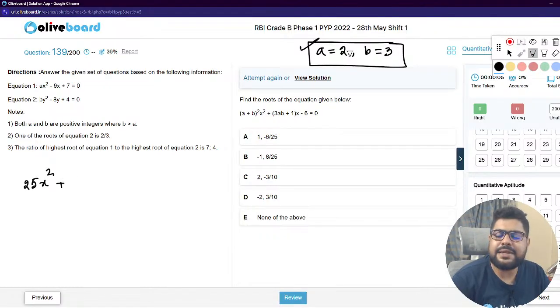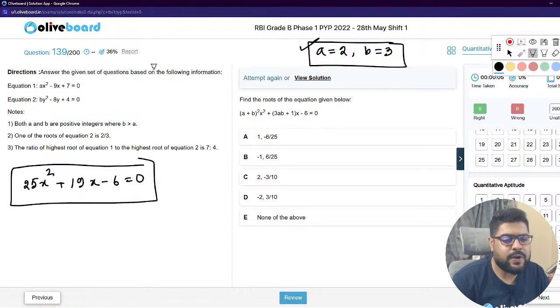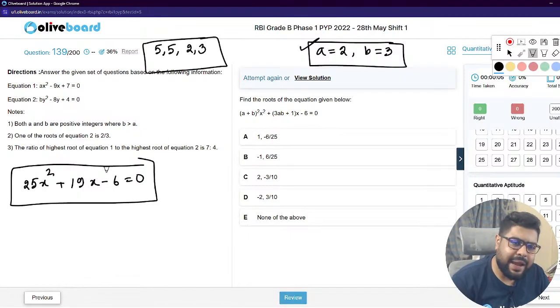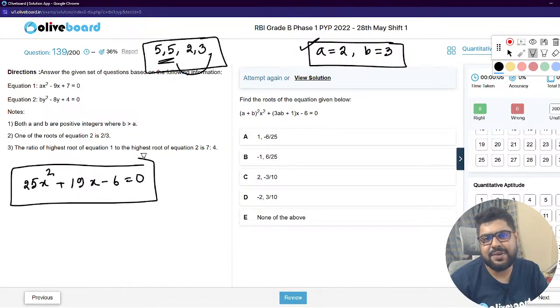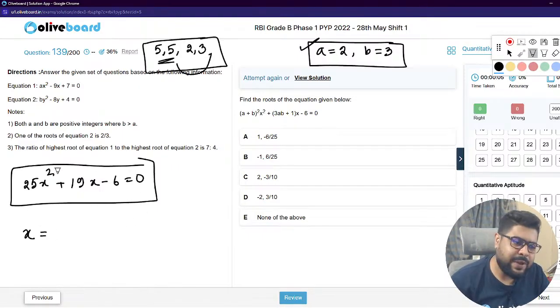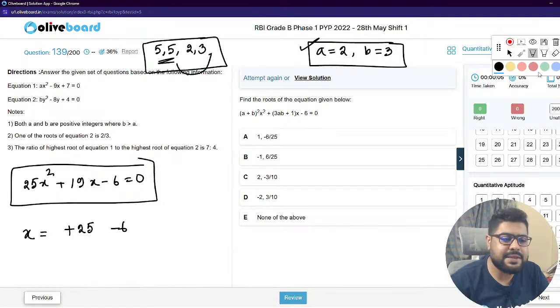Plus 3 times A times B. So 3 twos are 6, 3 sixes are 18. 18 plus 1, 19x. So what will this be? 5, 5, 25, 2 and 3. Correct? So again it is minus, you see 25 minus 6 gives you directly 19. Nothing to do. Now please understand, I need plus 19, meaning I'll do plus 25 then minus 6. That's how I get plus 19.